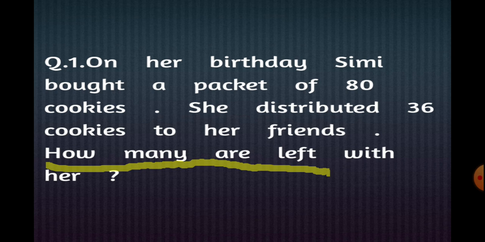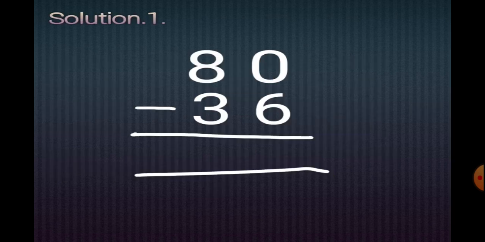So we will do subtraction. These are the subtraction keywords: how many are left? Now we subtract 36 from 80, because 80 is the greater number and 36 is the smaller number in your problem. 80 minus 36.